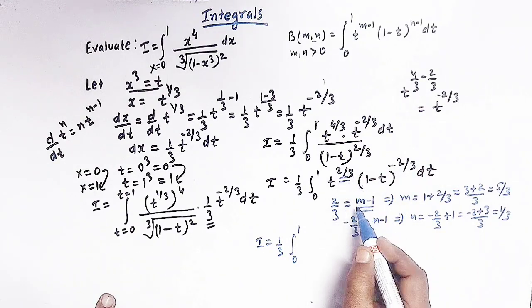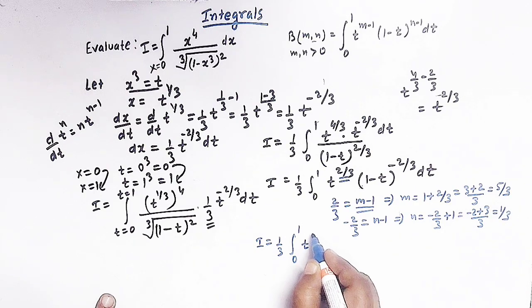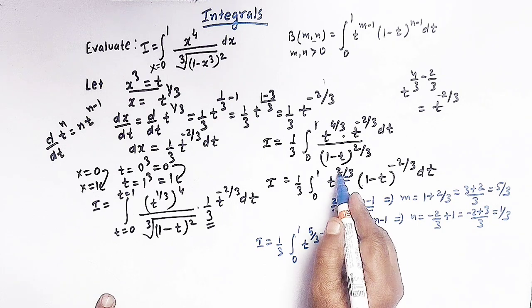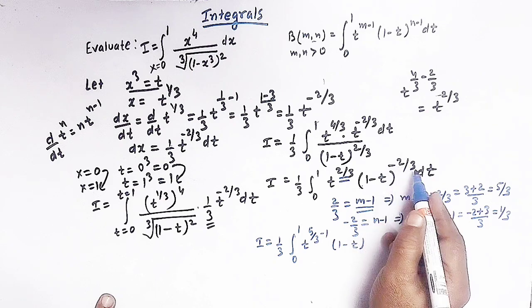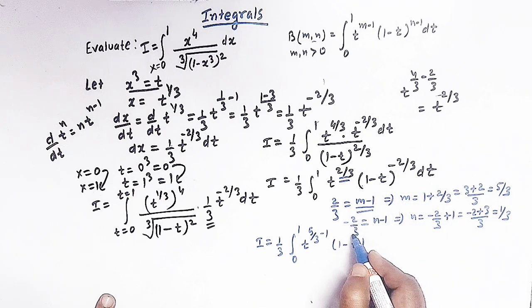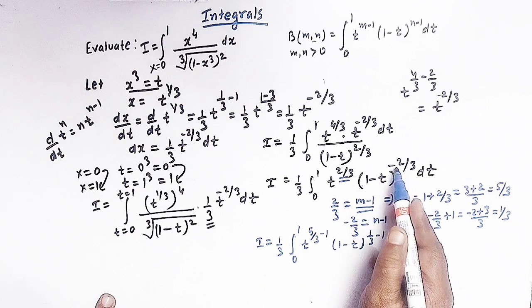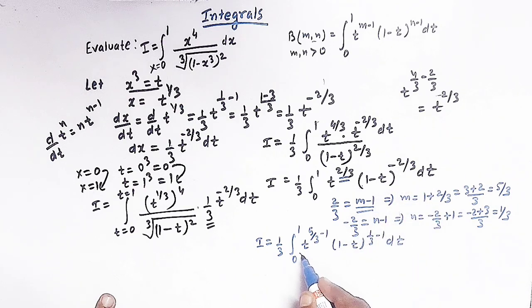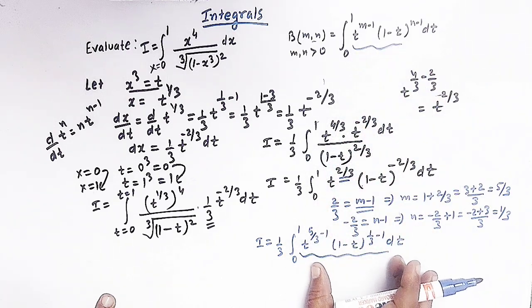So 2 over 3 is equal to m minus 1, and m is 5 over 3. So we can now write t raised to 5 over 3 minus 1, because 5 over 3 minus 1 is again 2 over 3. And then we have 1 minus t raised to minus 2 over 3, and n is 1 over 3, so minus 2 over 3 is 1 over 3 minus 1, and here we have dt, and 1 over 3 minus 1 is minus 2 over 3. So now this integral is similar to this one, that is, this is the beta function.